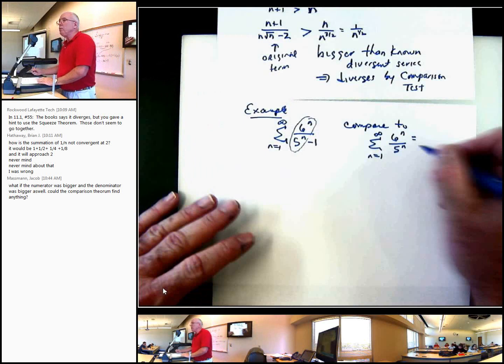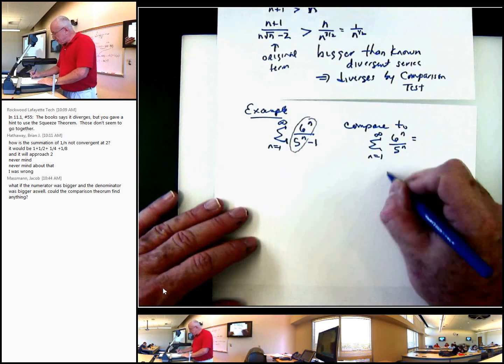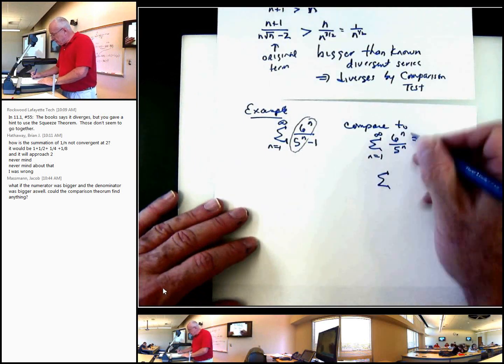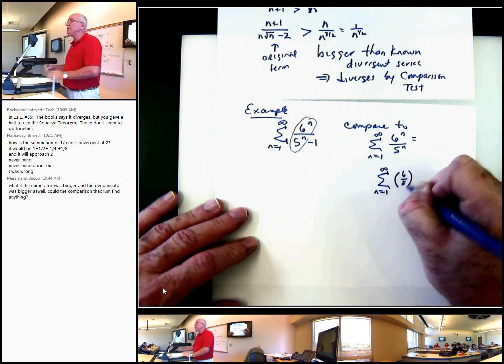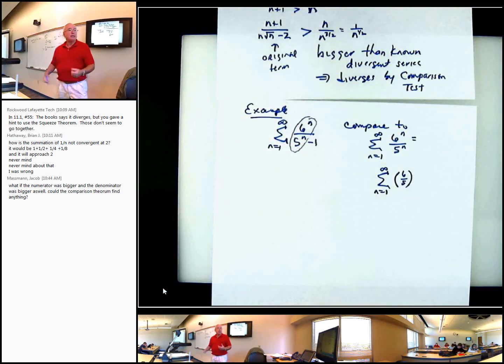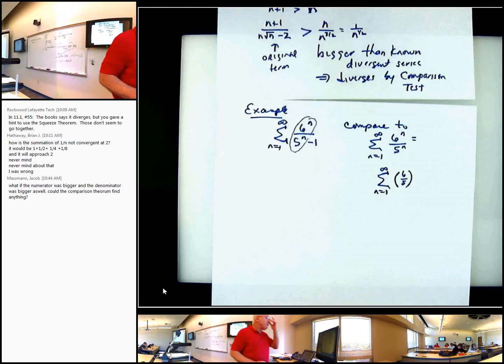Well, I think I can rewrite that a little bit differently just to have the same thing. Since they're both to the same power of n, I can just put them as a single fraction, 6 over 5, and then raise the whole thing to the n.